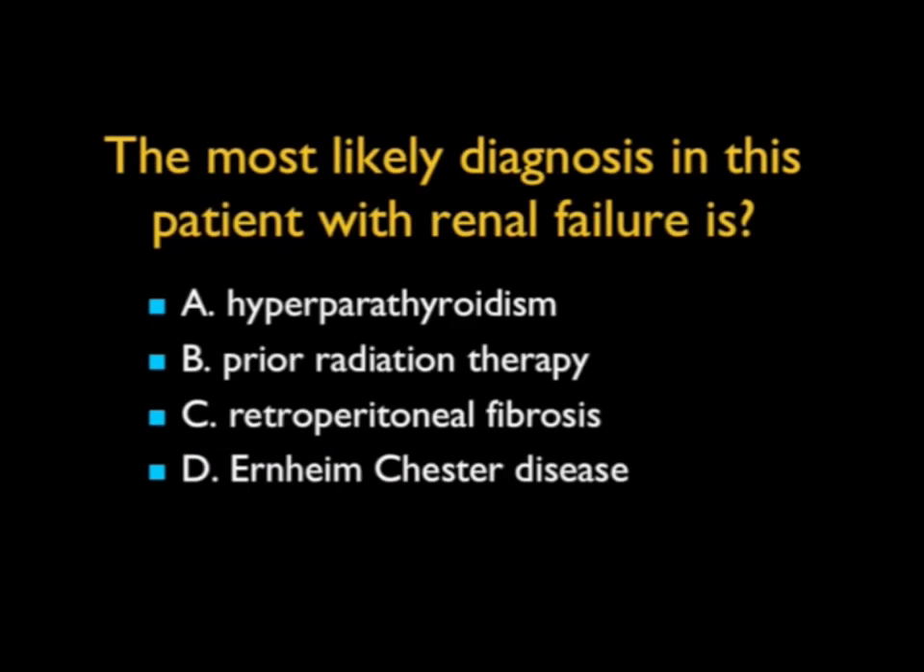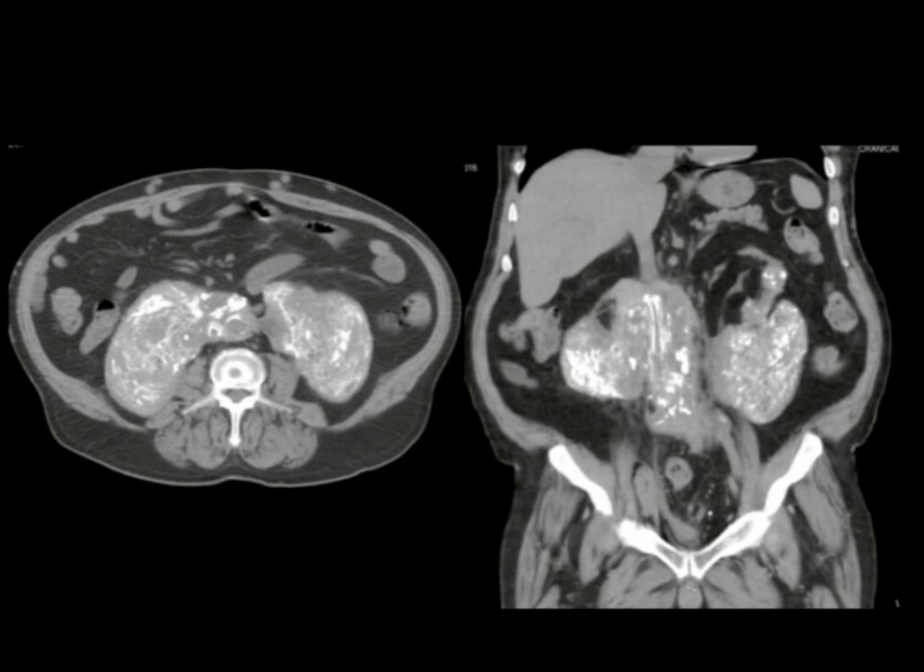This is an interesting case. What are you seeing here? 2 distorted kidneys with diffuse calcifications. Look at the aorta. The aorta is encased also with calcifications. It looks like a sheet of calcifications in soft tissue. And my description just told you the answer.